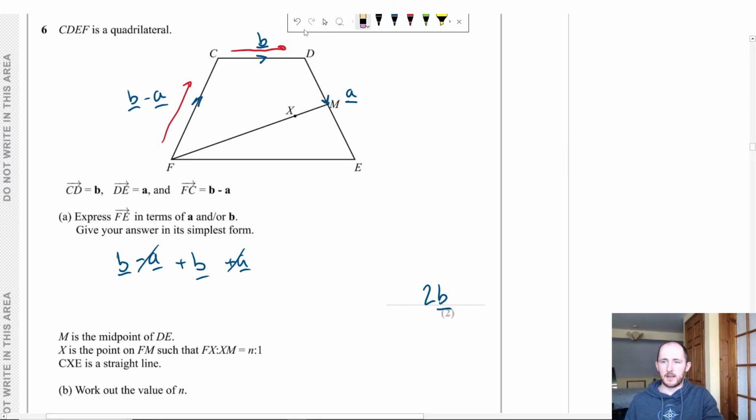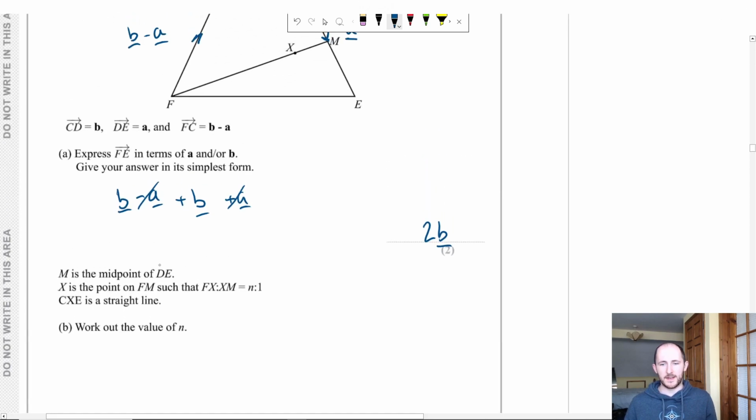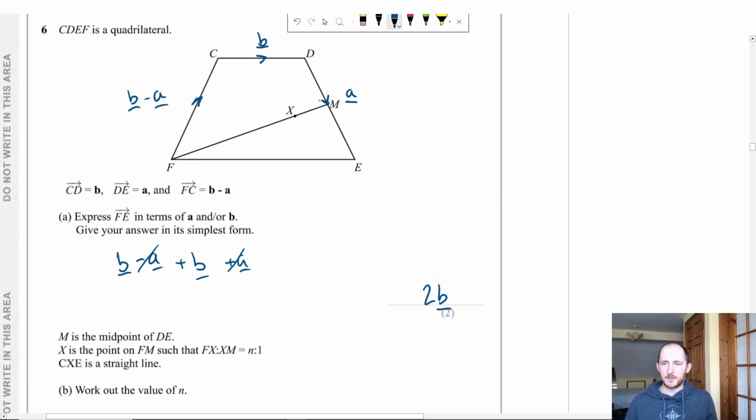So I'm going to get rid of those red lines because they're not going to be relevant for the next part. Here's the juicy bit, the 4 marks over here. M is the midpoint of DE, X is the point on FM, such that FX to XM is n to 1, and CXE is a straight line, work out the value of n. So, here's what I would do. Again, they only give you information that you actually have to use, right? They don't give you extra information for no reason, right? So, we're going to use this information first.